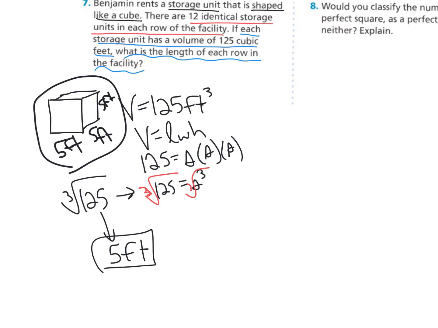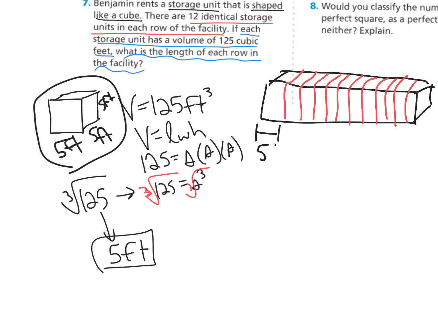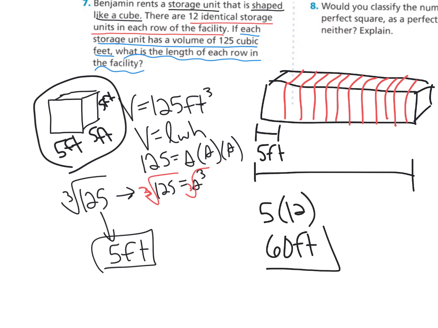So if we have 12 of these next to each other, it's kind of like this maybe. We've got 12 of these things. I know I'm not doing that justice. Those are all supposed to be evenly spaced, okay? But if each one then is 5 feet wide, right? And we've got 12 of them, then we could just multiply 5 times 12 or 12 times 5, which would be 60 feet. So 60 feet would be the length of each row in the facility.